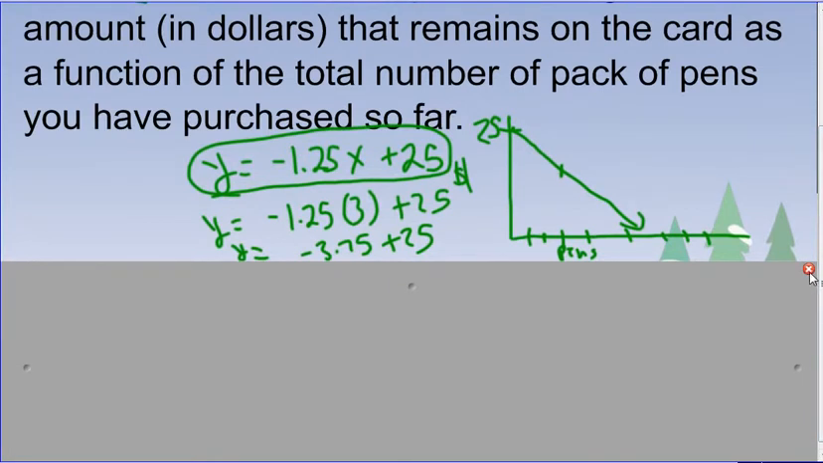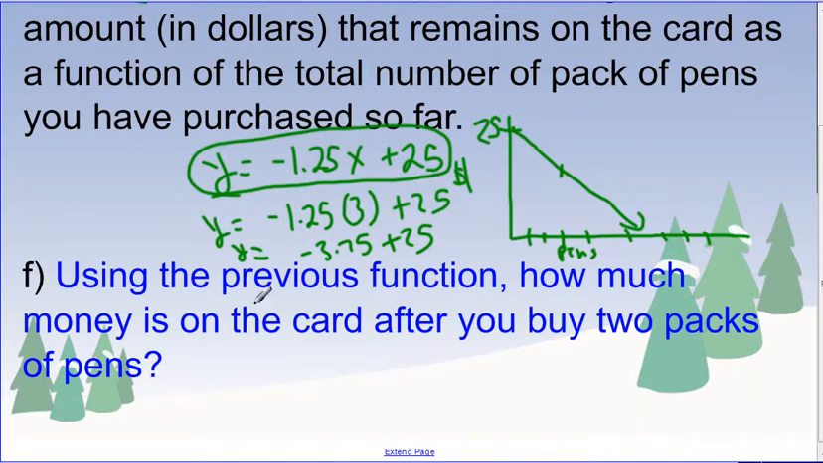Please do letter F, it's much simpler. Please do letter F on your own. Using the previous function, how much money is on the card after you buy 2 packs of pens? Pause the video, do it on your own. We'll get back together here in just a minute.